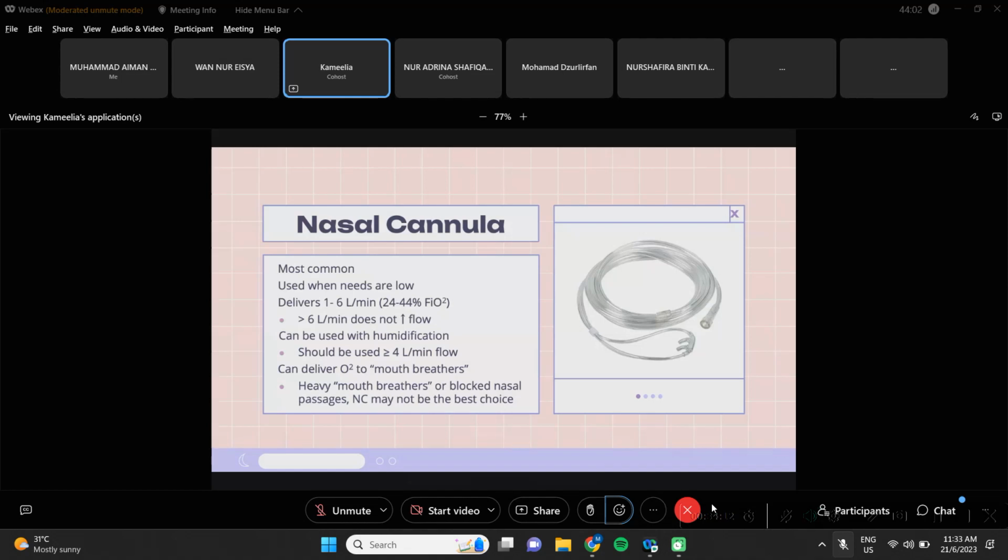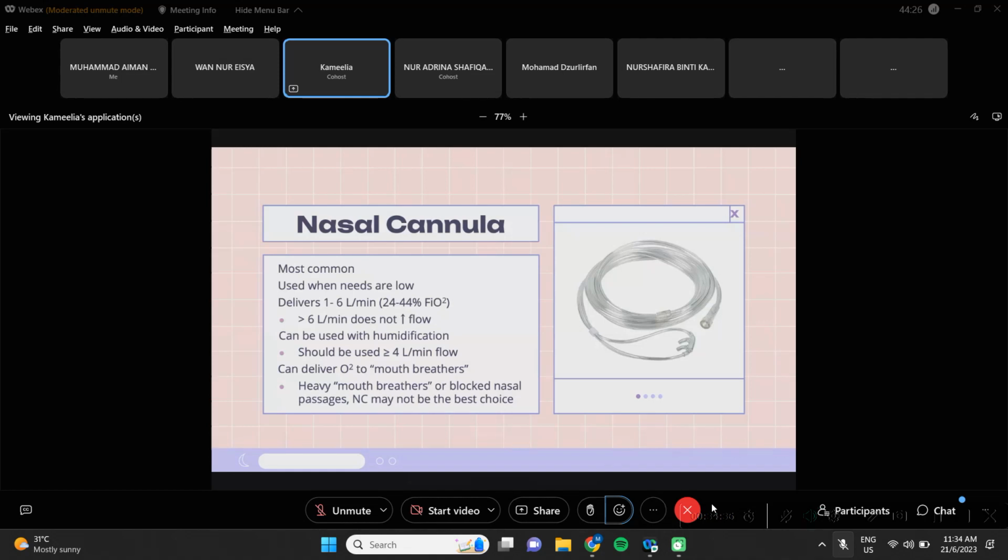And we do want to make sure that it is not too tight and potentially use cushions to prevent pressure injuries, especially behind the ears. So the nasal cannula is capable of delivering anywhere from 1 to 6 liters per minute of oxygen flow through it, and this comes out to about 24 to 44% FiO2.